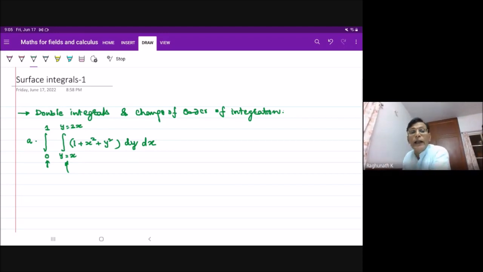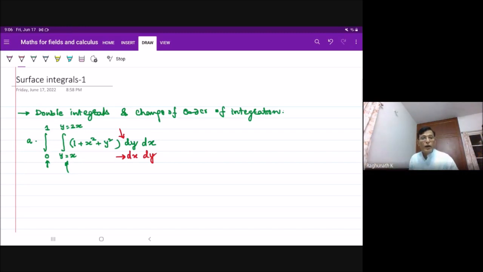Any such integral, whether they give it as dx dy or dy dx, ultimately this integral should give a constant. You have to evaluate this integral with respect to y first, replace y's with x, ultimately integrate it with respect to x and substitute the limits to get the answer.